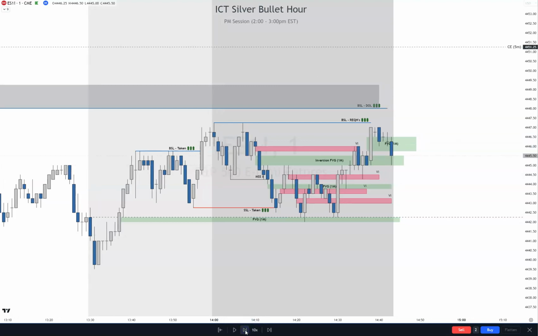Come on, there you go. All right, so I'm going to buy 2 there. Okay. We do have a market structure shift, like I said, right on here. I didn't put that on the chart. Buy there. I would put my order there.